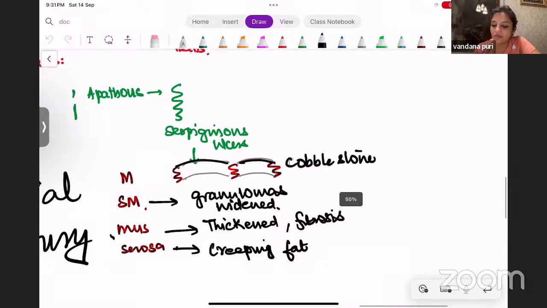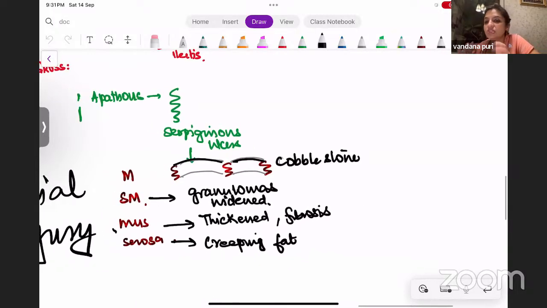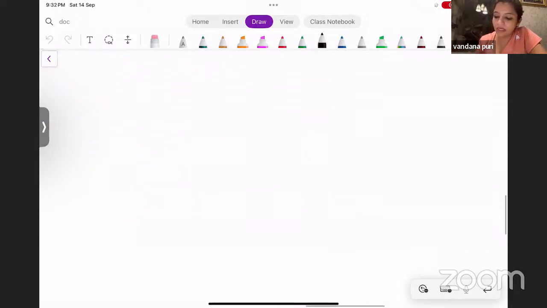Please remember a very important thing: because of all these changes occurring here, there is fibrosis and thickening of the muscularis. Because of that, narrowing of the lumen occurs in Crohn's disease. Therefore, on radiology you see a very typical sign, which is called the string sign. What sign do we call it? String sign. That you remember as string sign, which we will see in radiology also.